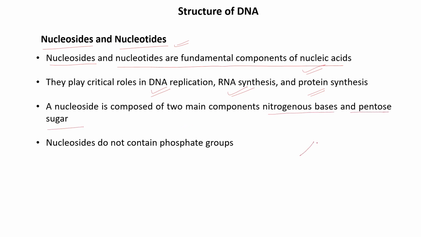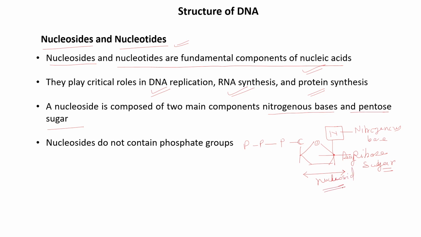If we draw the structure of a pentose sugar like this, then at the first carbon a nitrogenous base is attached. This is the nitrogenous base. This is the ribose sugar, or in the case of DNA, it is deoxyribose sugar. And here phosphate groups are attached, right? Up to this ribose sugar and nitrogenous base, this is called a nucleoside.